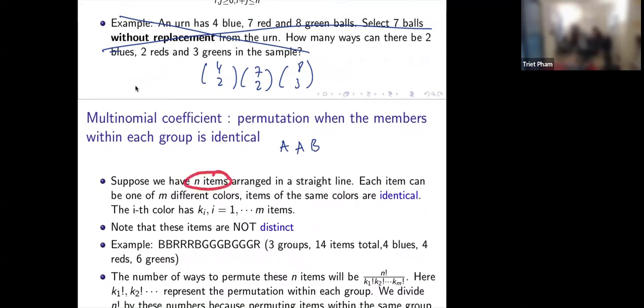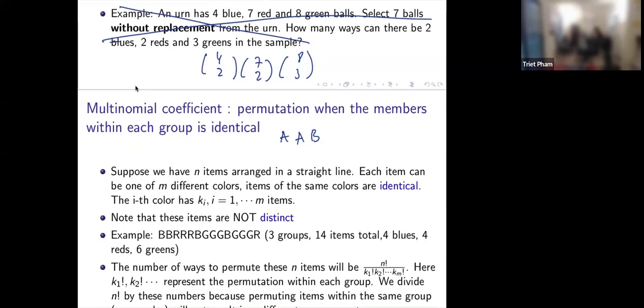So if you have n items arranged in a straight line, but they are not distinct, then how many ways can you do so? For example, if you have 14 items in total, 4 of them being blues, 4 of them being reds, and 6 of them being greens, and you arrange them in a line, then how many ways can you do so? Clearly, this is not 14 factorial, because if you permute the blues among themselves, you're not going to get anything new.